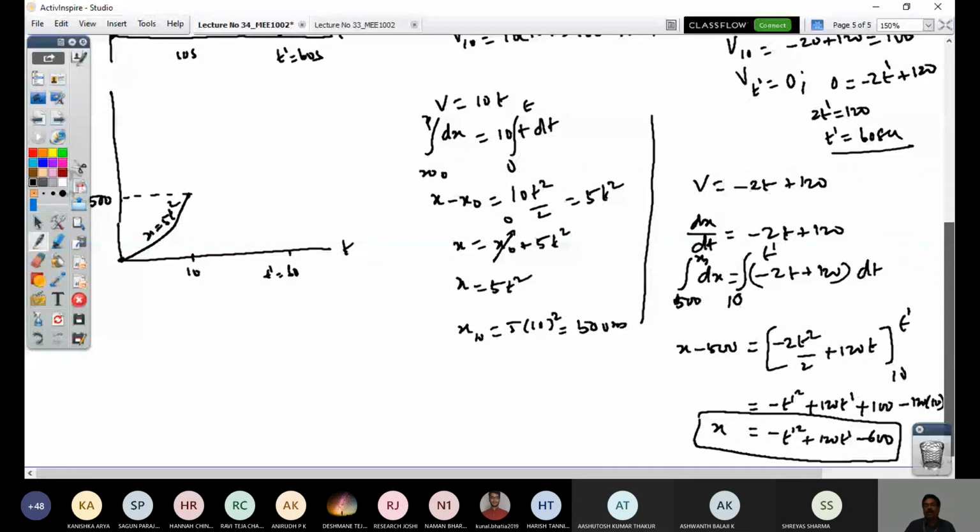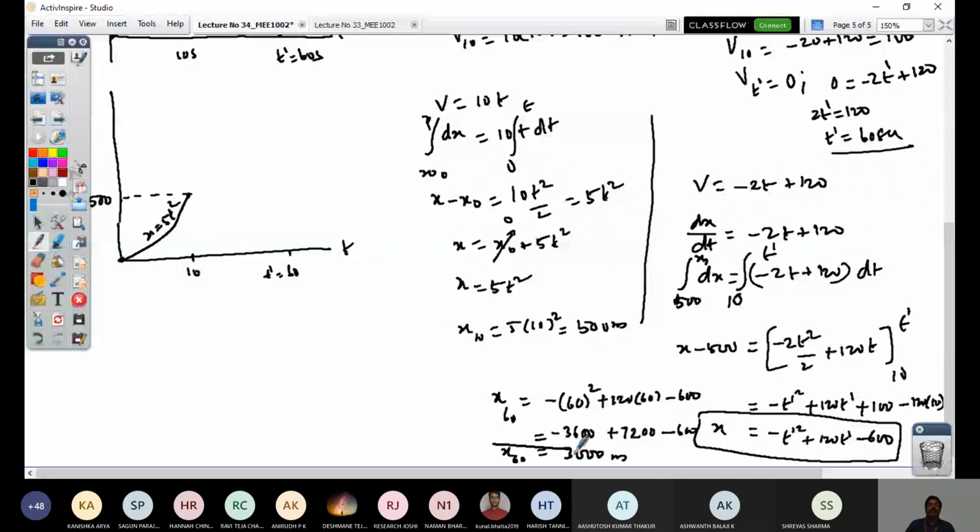So if I substitute that, x at 60 is going to be minus 60 squared plus 120 into 60 minus 600. So what do I have? It's going to be minus 3600 plus 120 into 60, which is 7200, minus 600. So this is going to be plus 3600 minus 600, so 3000 meters, 3 kilometers. So x at 60.